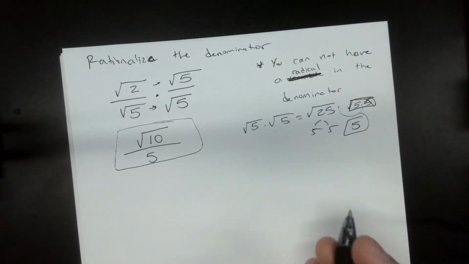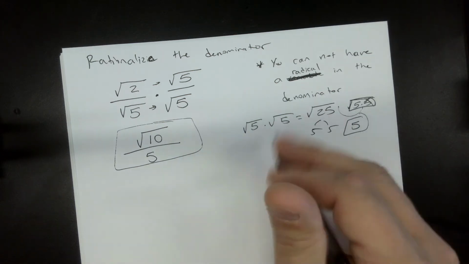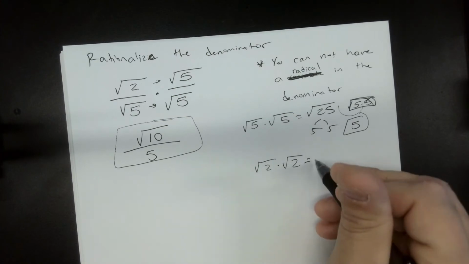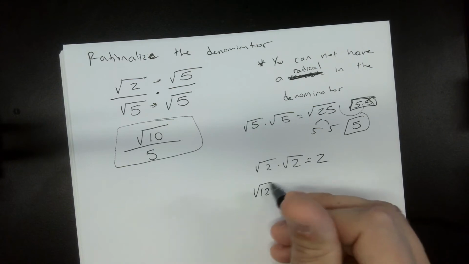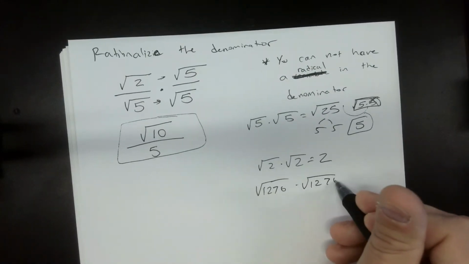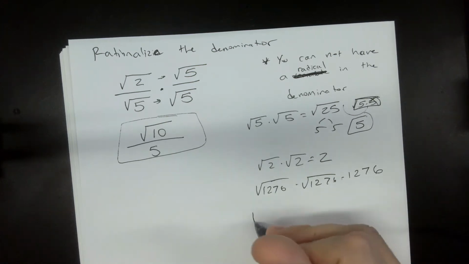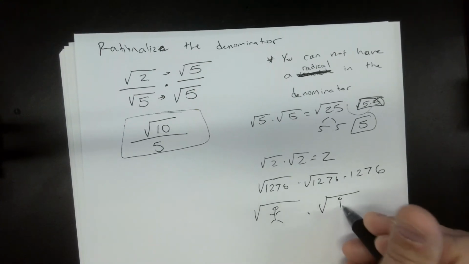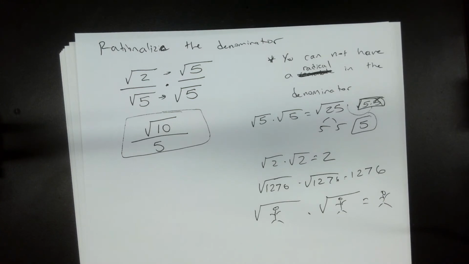Just to tell you, if you have the square root of 2 times the square root of 2, what do you think the answer is? 2. The square root of 1,276 times the square root of 1,276 is just 1,276 without the root. The square root of a Gavin times the square root of a Gavin is a Gavin. Okay? So, here we go. Here's another.